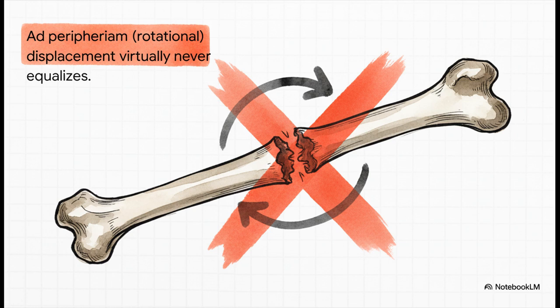But, and this is a huge but, this is the one exception you cannot forget, especially for your exams. Rotational displacement, or ad peripheriam, will not remodel. Never. Why? Because growth can correct angles, but it can't untwist a bone. Any rotational mistake you leave behind will stick with that patient for life. It has to be corrected perfectly at the time of injury.